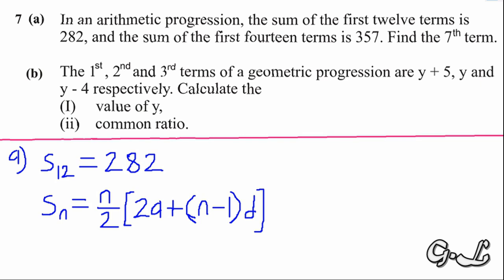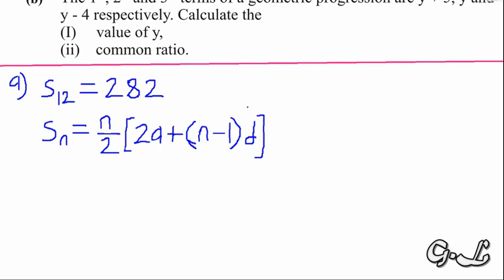Now let's check some of the things. We're given that the sum is 282. So we write 282, and that is equal to n over 2. What is our n? Our n is 12, because we're given that the sum of the first 12 terms. So we're going to replace n with 12 and write 12 over 2.